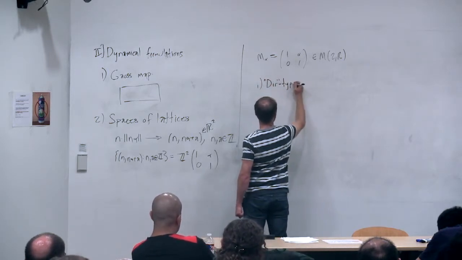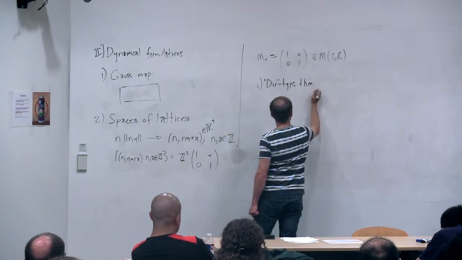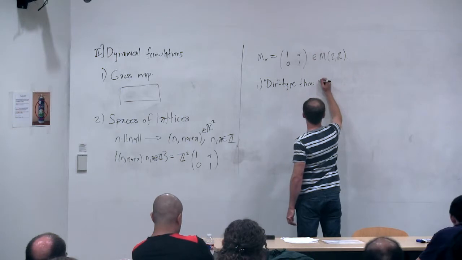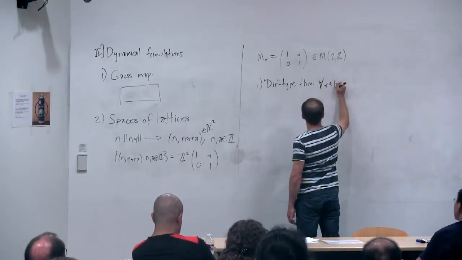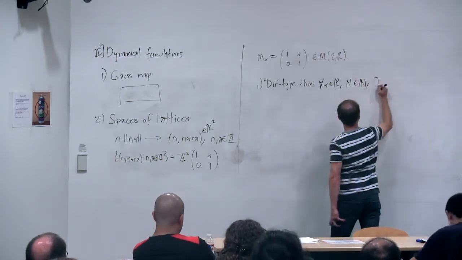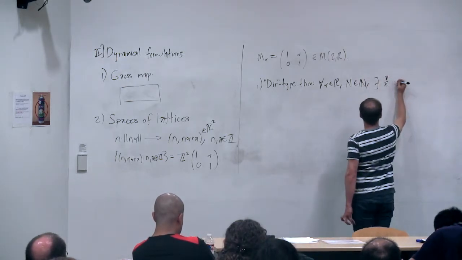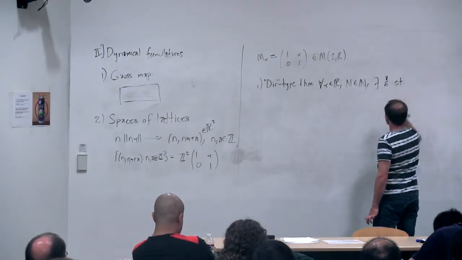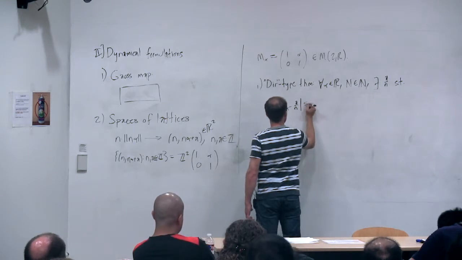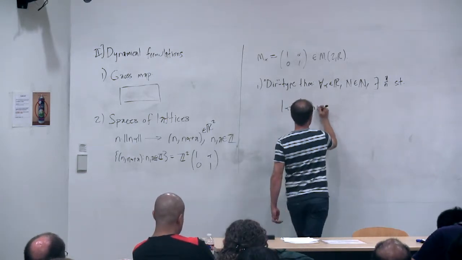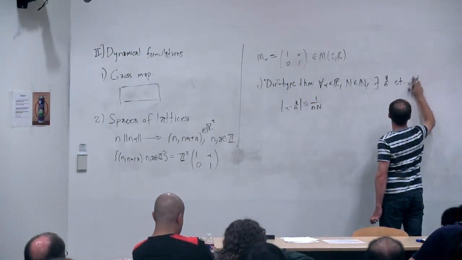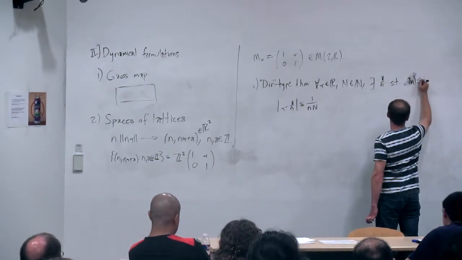A Dirichlet type theorem. I'm not going to try to go for the full strength of Dirichlet's theorem the way that I first stated on the board, but let's suppose I want to prove something like this. For every alpha in R and for every natural number big N, there exists a fraction a over n such that the distance from alpha to a over n is less than or equal to 1 over n times big N, and the absolute value of n is less than or equal to big N.